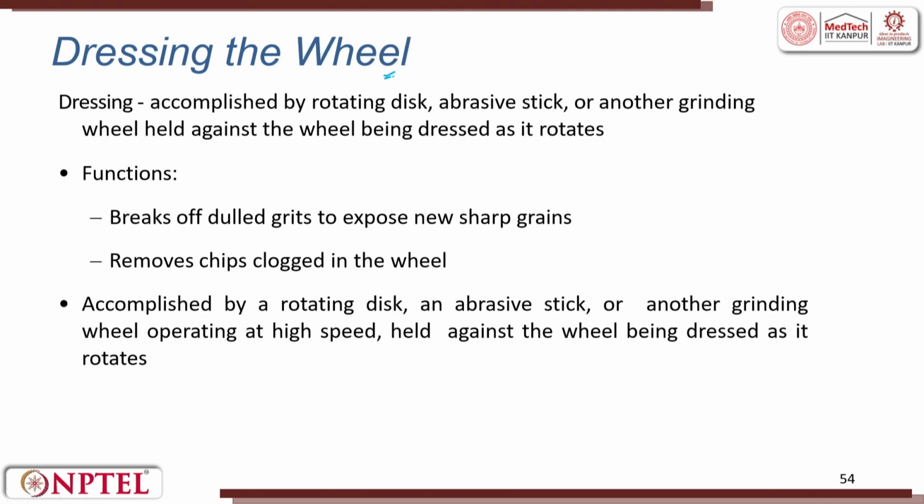When the grinding wheel gets a lot of dull, flat abrasives, we have to remove them. That operation is called dressing. Dressing is accomplished by rotating a disc, abrasive stick or another grinding wheel held against the wheel being dressed as it rotates. The function is to remove all the dull grits, and it also tries to remove the chip clogging. After a few grinding strokes, we always do a dressing to get fresh sharp edges to come in contact.